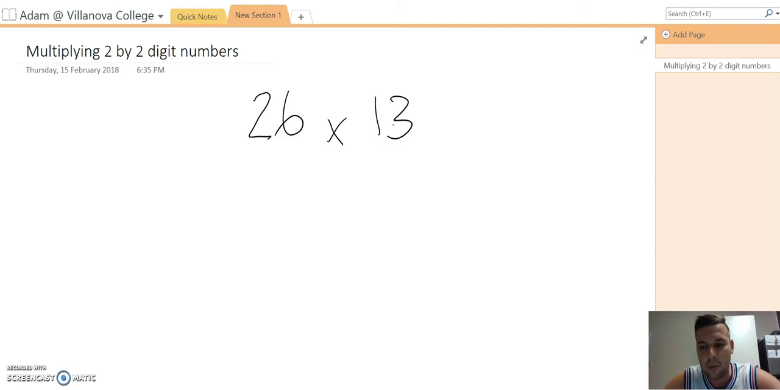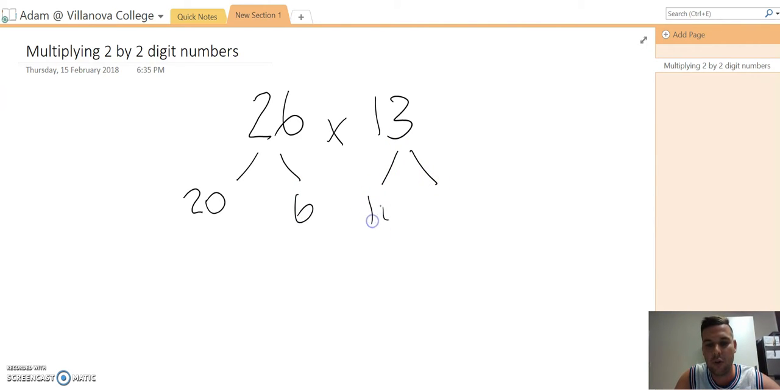Now we've already learnt the partial product strategy, and we know that the best way to multiply large numbers that we can't do off the top of our head is to break them up into parts. If we break the 26 into parts, we've got two tens, so 20 in that column, and 6 ones. If we break the 13 up, we've got 1 ten, which would be 10, and 3 ones.